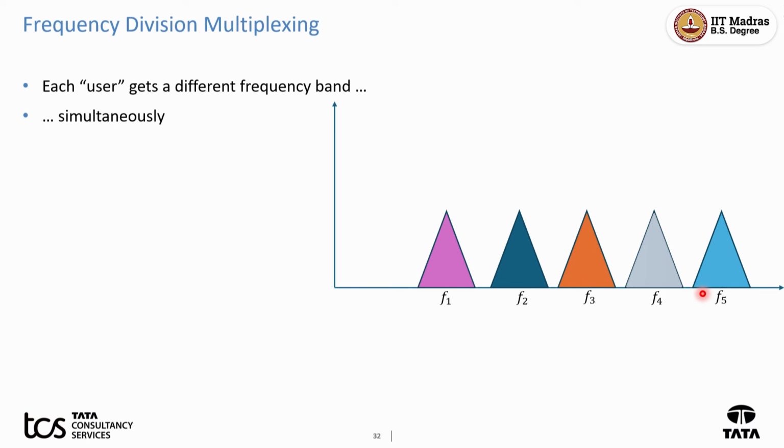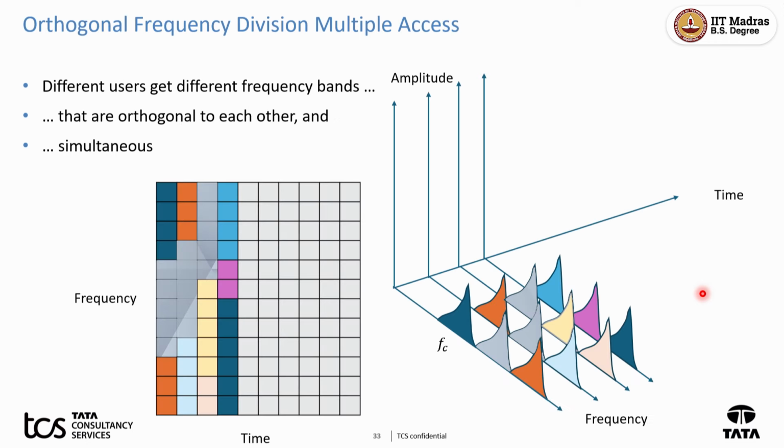You can guess what is frequency division multiplexing. They all transmit together but they use different center frequencies. A mix of these two is what happens in 4G, 5G, 6G. If you don't like this slide title, you ignore it, but it's called orthogonal frequency division multiple access. Different users get different frequency bands which are orthogonal to each other. That is what helps receive. If they are not orthogonal, we cannot receive it, and they are simultaneous. So, this picture, if you remember, that will be enough.